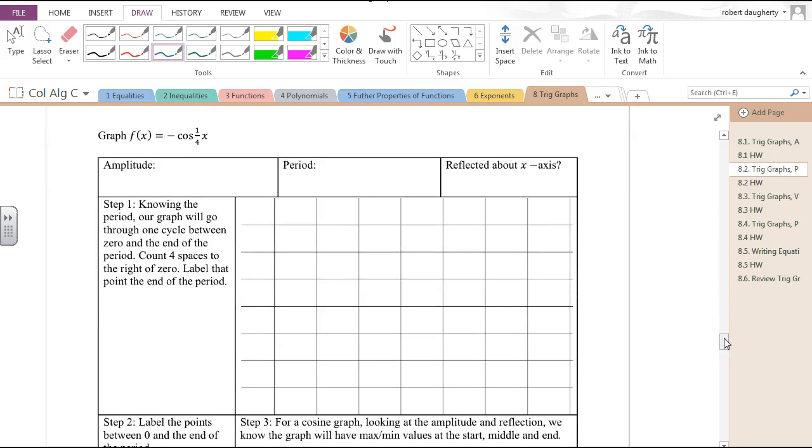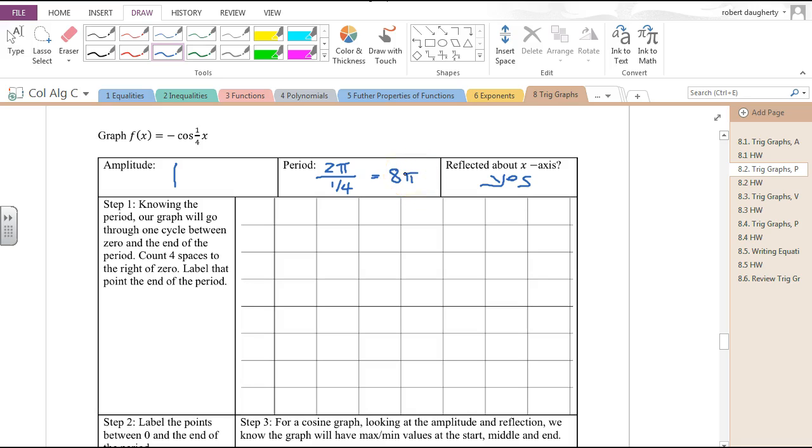So look at this guy. What is the amplitude? Yeah, amplitude is 1. Has it been reflected about the x-axis? Yes. What is the period? To figure out the period, it's always what? 2 pi divided by 1/4. What's 2 pi divided by 1/4? That's 2 pi times 4, which is what? 8 pi.